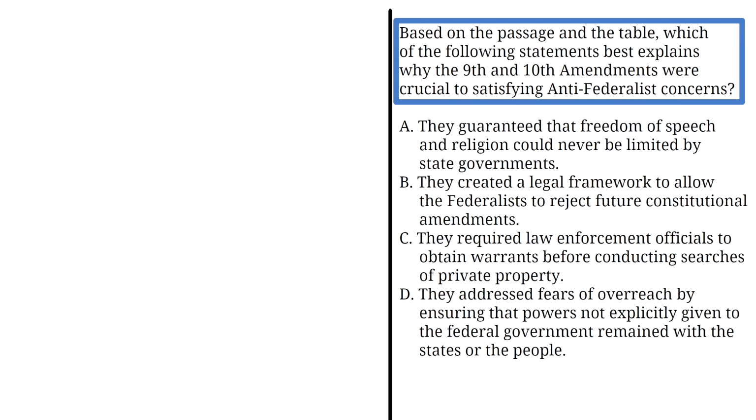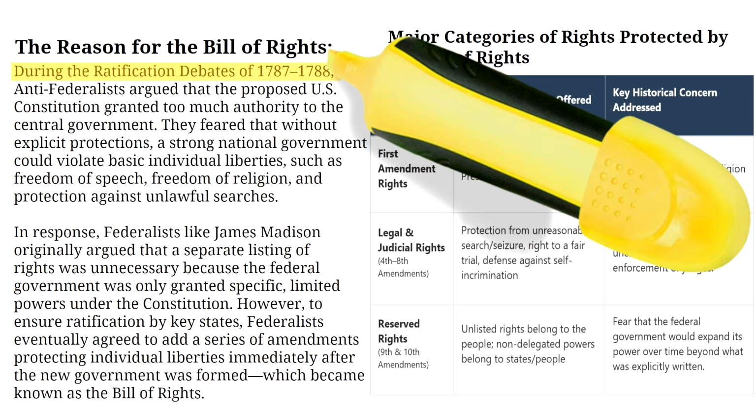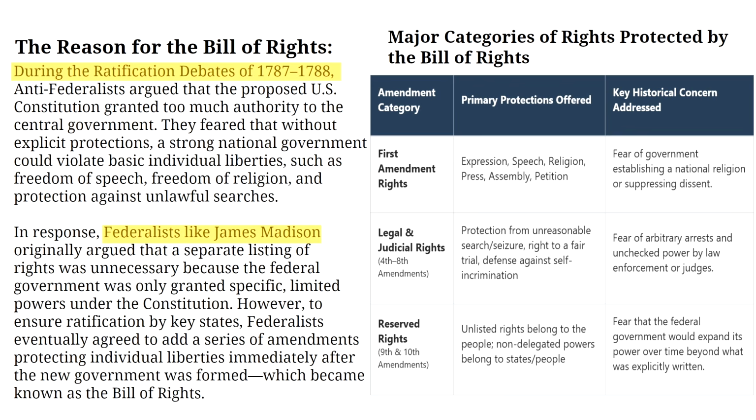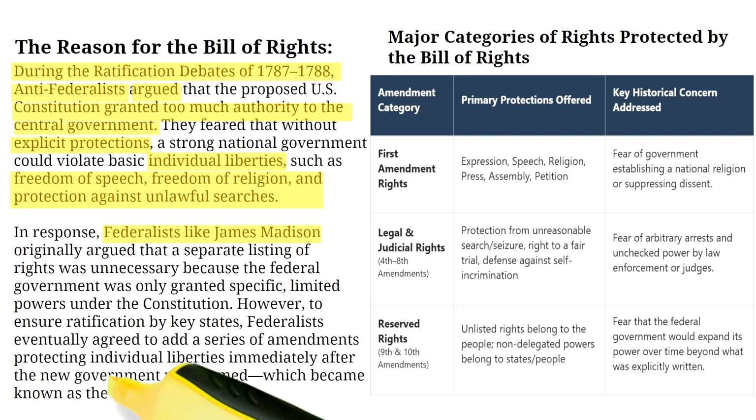This question tests your ability to analyze historical events, a necessary skill to pass your GED Social Studies test. Now, the passage tells us that during the ratification debates, Federalists and Anti-Federalists disagreed over whether the Constitution provided enough protection against government power. Their debate focused on individual liberties, the limits of federal authority, and whether additional written protections were necessary. This debate eventually led to the addition of the Bill of Rights to the United States Constitution.